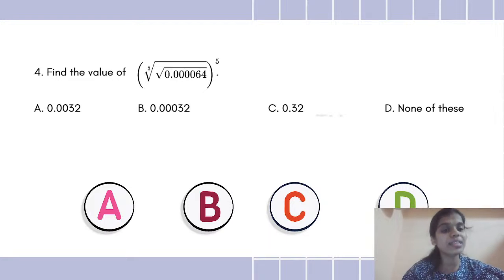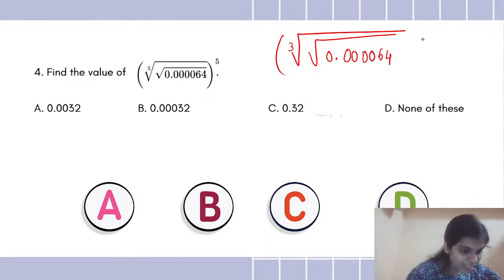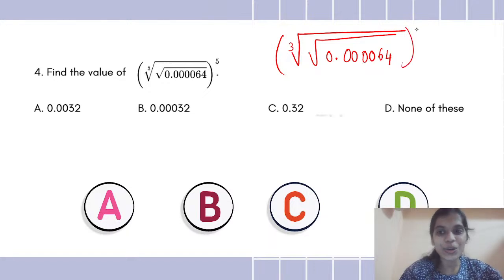Next question. Find the value of cube root of the square root of 0.000064, the whole power 5. We need to find the value. Come on. How can we find the value? Share your ideas. We can work it together.